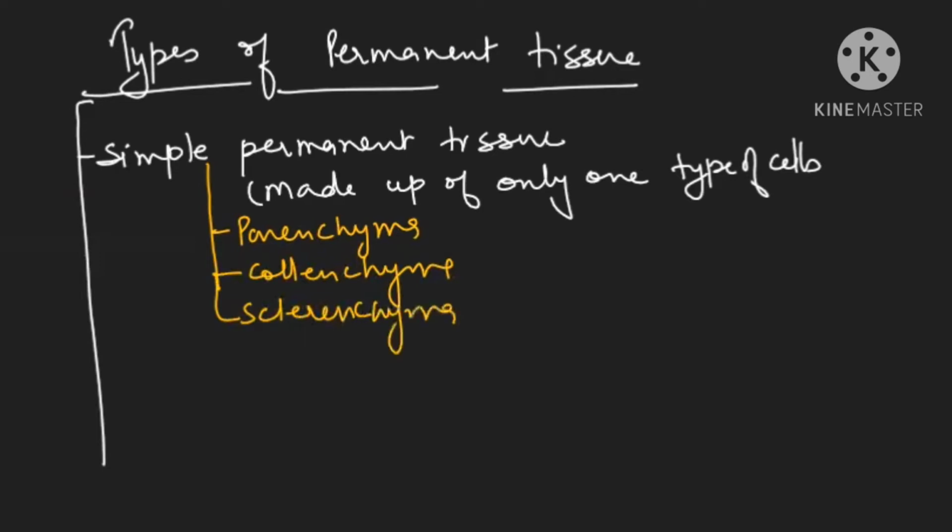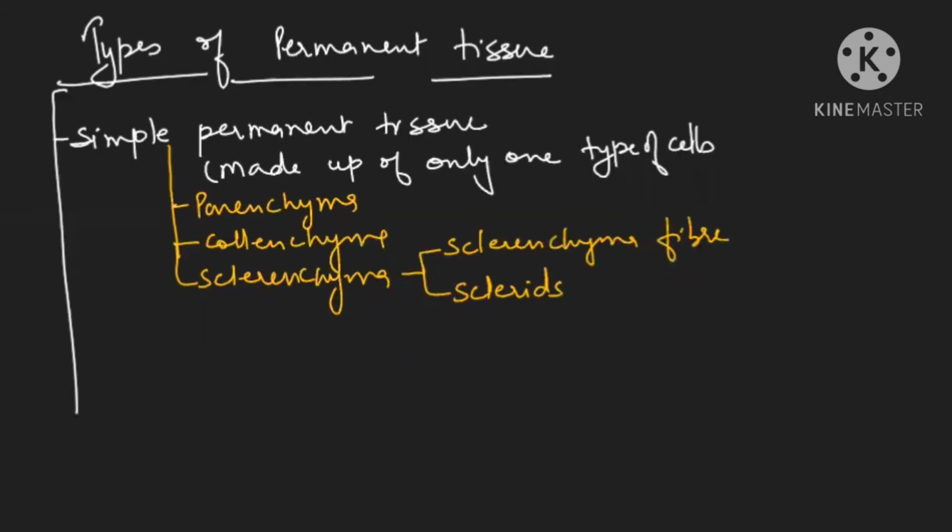Sclerenchyma is again of two types: sclerenchyma fiber and sclereids. Clear, beta? Now, complex permanent tissue. The name is telling, complex means it is made up of more than one type of cell. The complex permanent tissues are those which are made up of more than one type of cell.